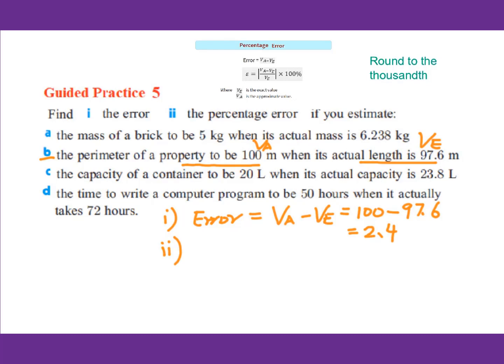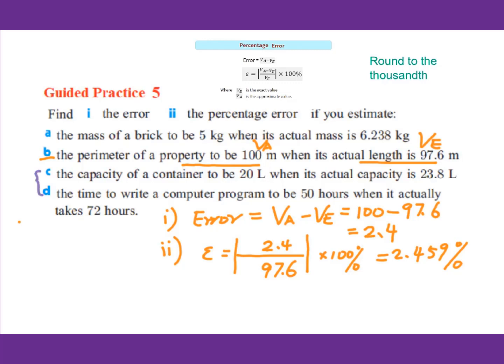For percentage error equals 2.4 over the exact value, that is 97.6. Then multiply by 100. You will get 2.459%. For C and D, you can work on this by yourself.